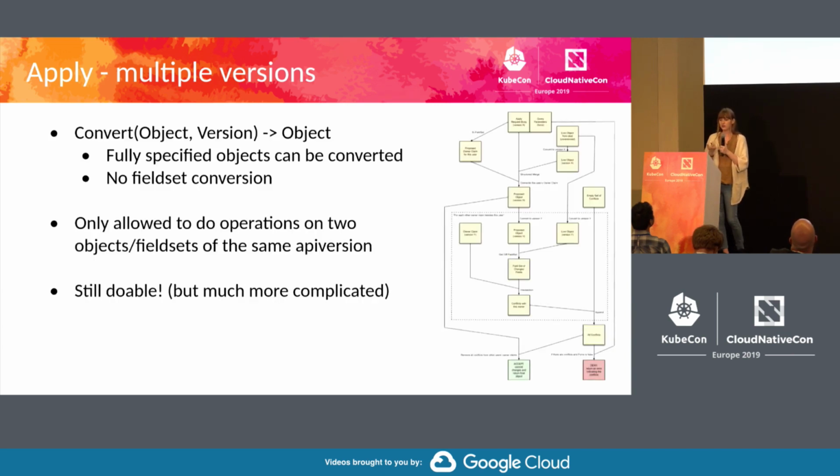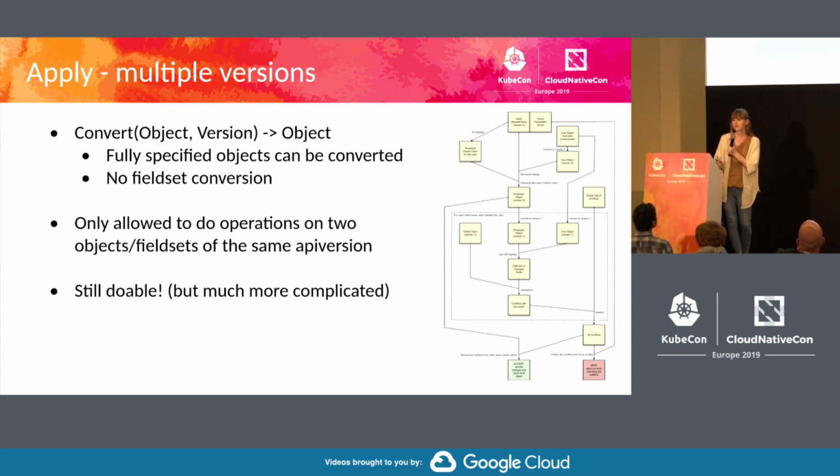So since conversion is a black box for apply, what we do is we have a convert function that's exposed to the apply repo. And all it knows is that it can convert full objects. You can't convert the field sets, and you can't convert those partially specified objects. And you have to be in the same version for 2 field sets. So it gets really complicated to do the logic for apply now, but luckily it's in a different repo, so we could test it really well, and it's decoupled from Kubernetes. That's all I was going to talk about.